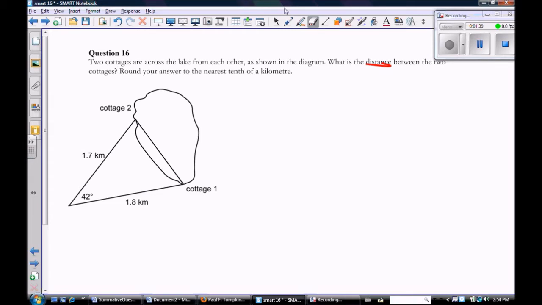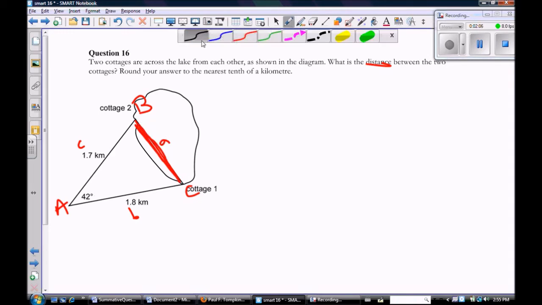Okay, so in order to use the cosine law, first of all, I need to label my diagram. So let's just label it ABC. And that makes this little a, it makes this little b, and it makes this little c. So there's me labeling my diagram. Now the side that I want to know is a, and that's opposite the angle that I know.